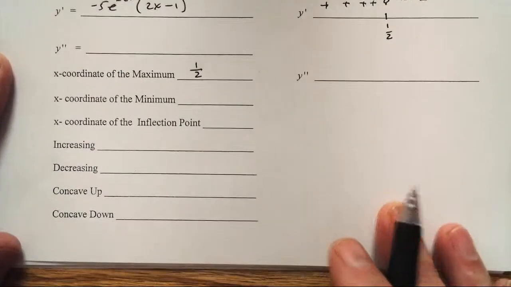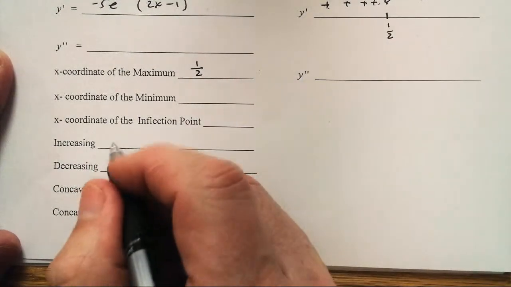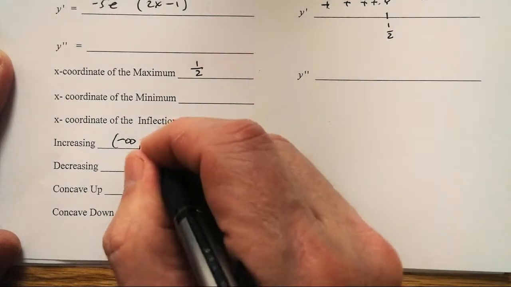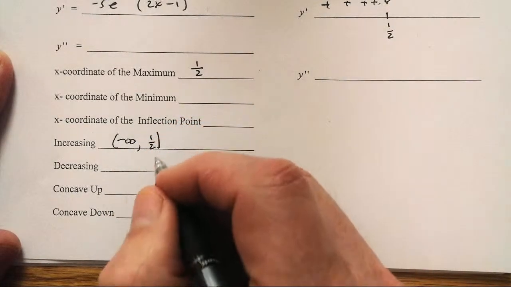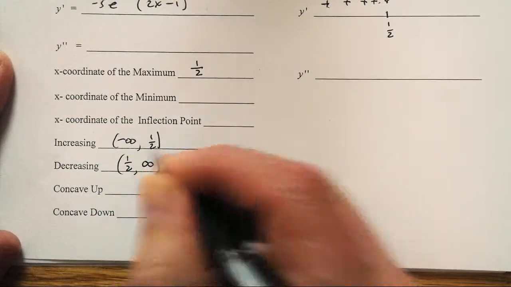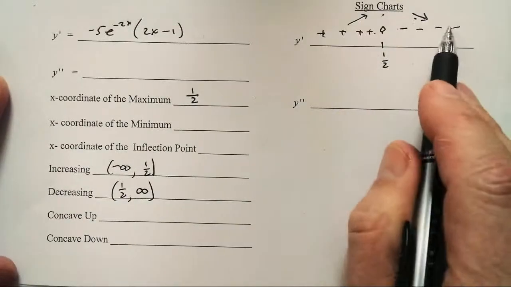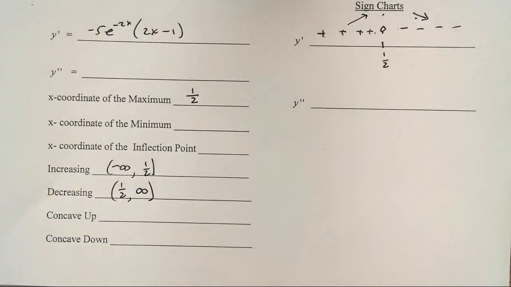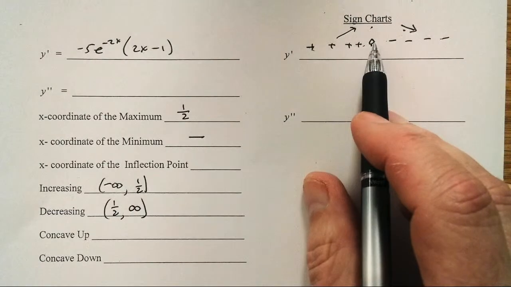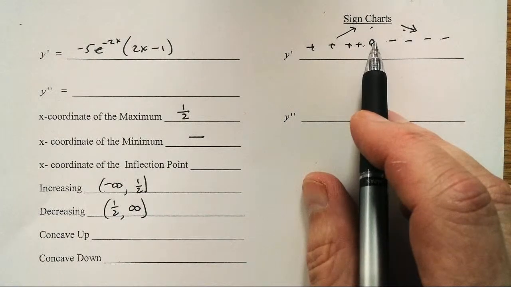This also tells us the graph increases from negative infinity until we get over to 1/2, because it never levels off again, and then it decreases from 1/2 forevermore because it never levels off again. And we are ready. Oh, by the way, it does not appear that we have a place for a minimum. We're ready for our second derivative.